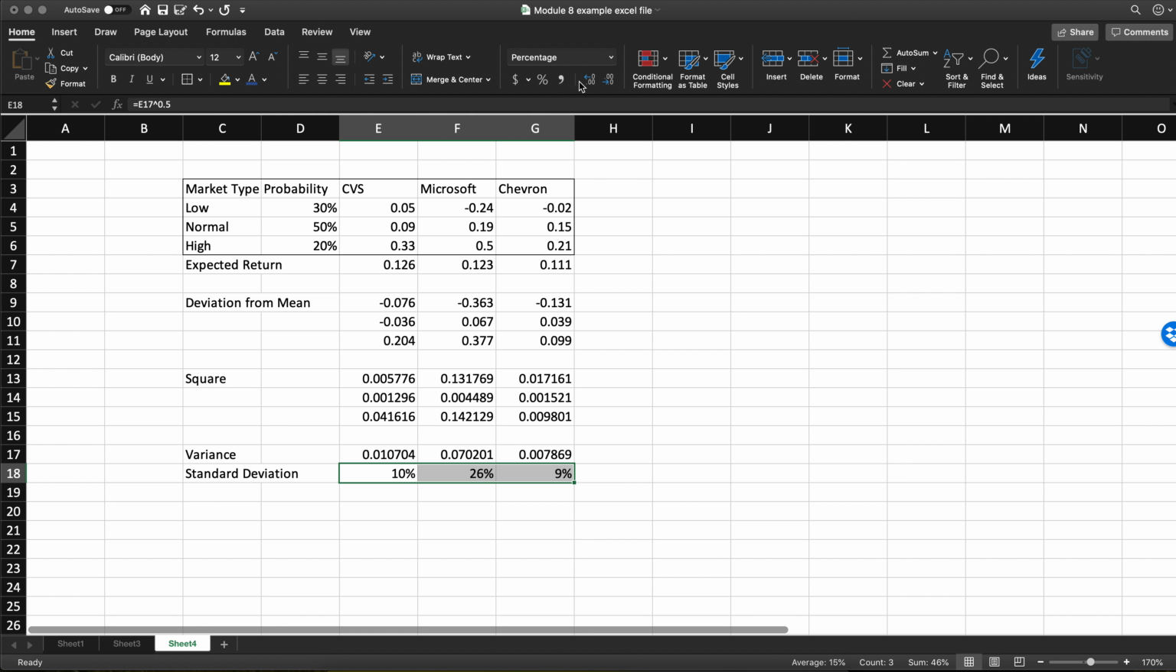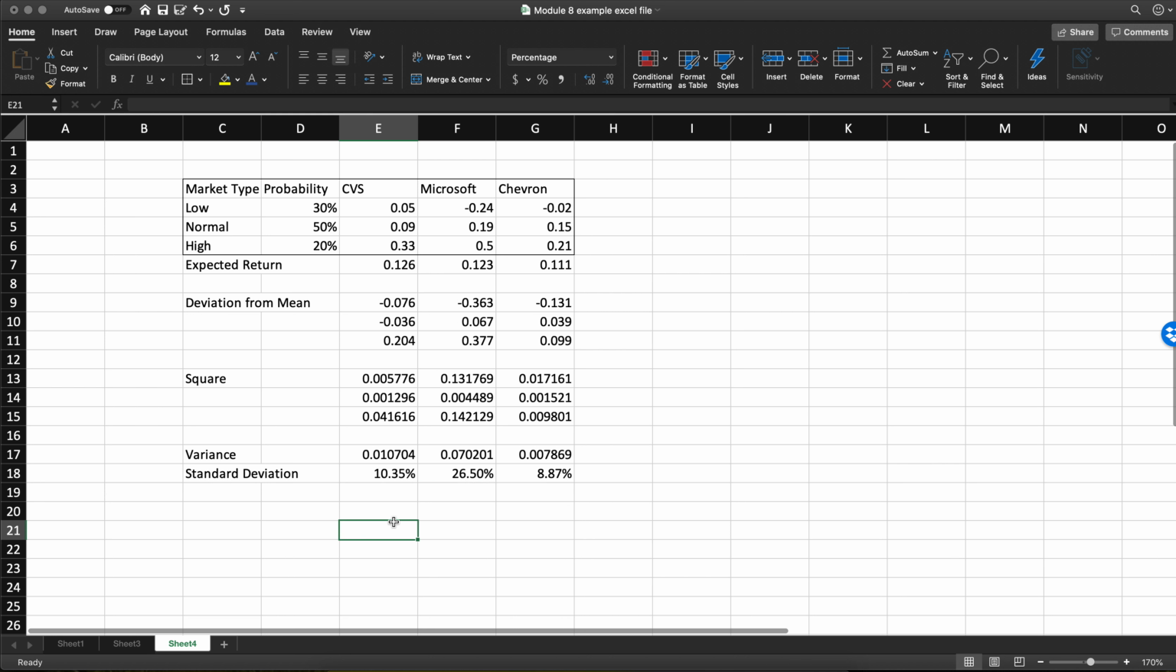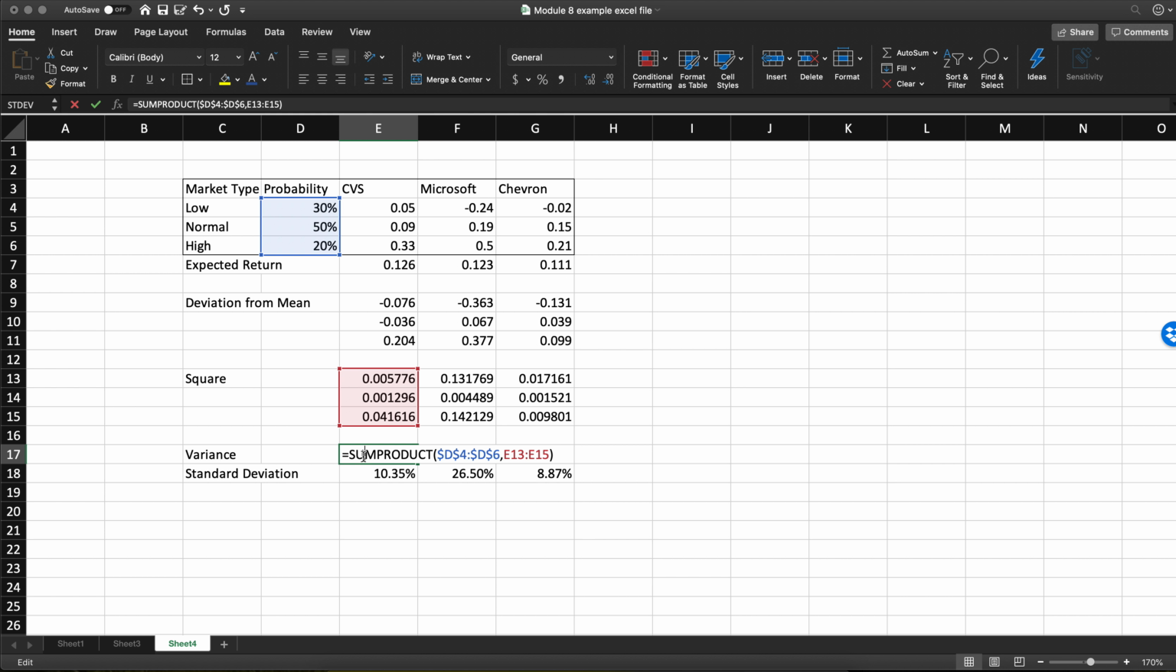Let's change that to a percent format, add a couple decimal places, and lo and behold, we have the same answers here. So the intuition on this is that we have different returns and different probabilities of those returns happening. We need to calculate the variance for each of these returns and the different probabilities of those states of the world occurring. And once we weight the variance with the probability, we end up with the variance, which is this number. And once we take the square root, we end up with the standard deviation, which is the 10.35% in the case of CBS.